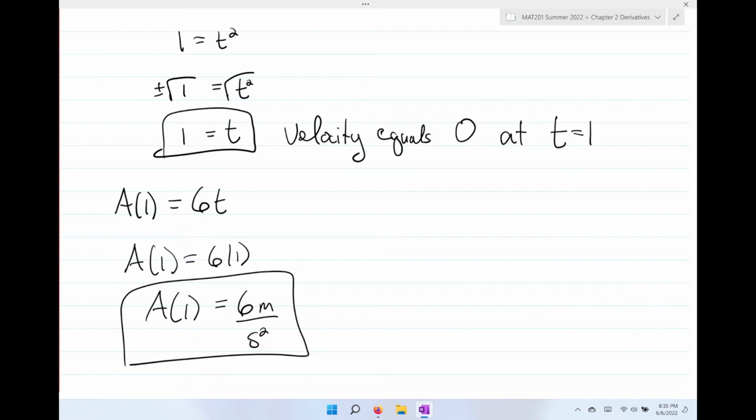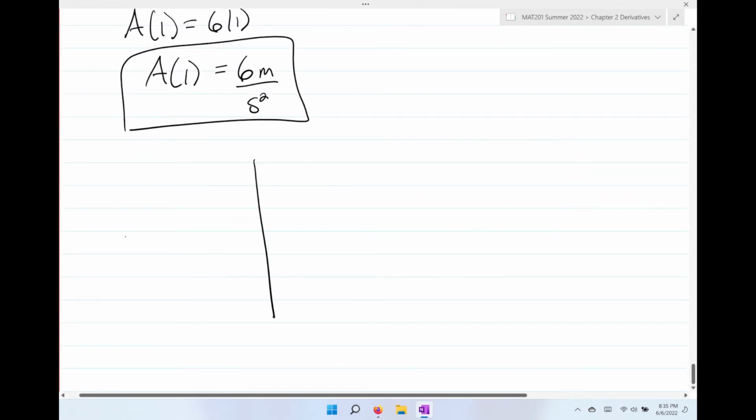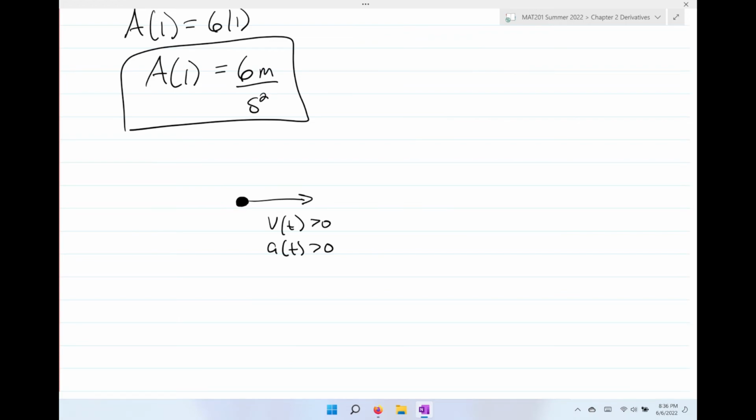So I think a really easy way to describe this is, let's say this is t, and right here, this is s of t, our displacement. The thing is, I'm not even going to go this far into it. I think it'll be easier if I just draw a simpler picture. Here's our particle right here. Now, if our velocity is greater than 0 and the acceleration is greater than 0, then our particle is moving to the right and it's speeding up. It's getting faster. That's case 1.